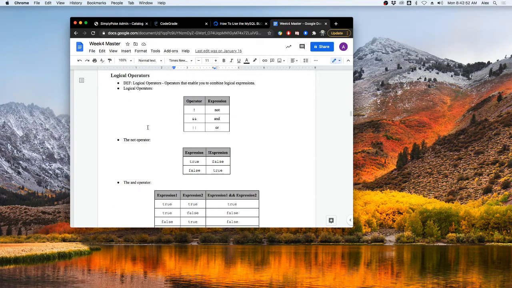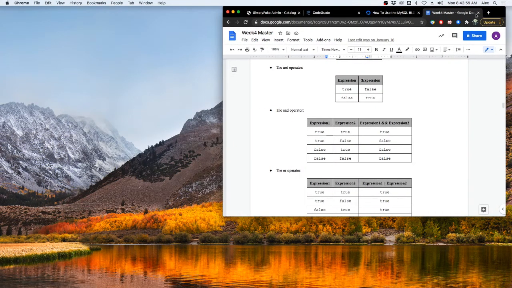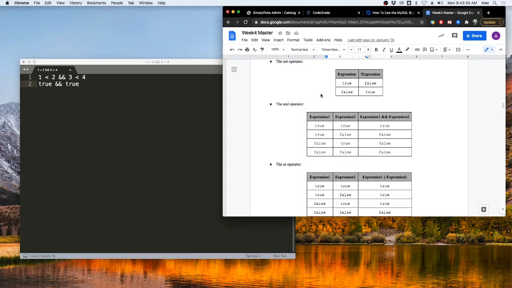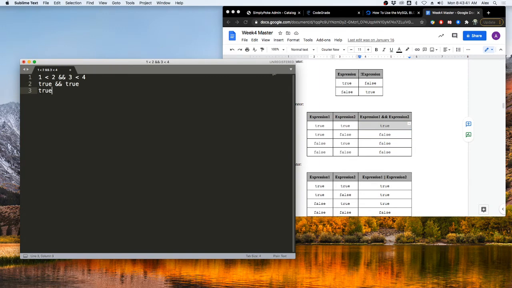So let us look at some examples of these different operators. For that, we will use trusty, dusty Sublime Text pad. So we could have something, as we know, like 1 is less than 2 and 3 is less than 4. That would say true over here because 1 is less than 2, and true because 3 is less than 4. And then when you look over at your truth table here, you see true and true gives you true. So this will output true.